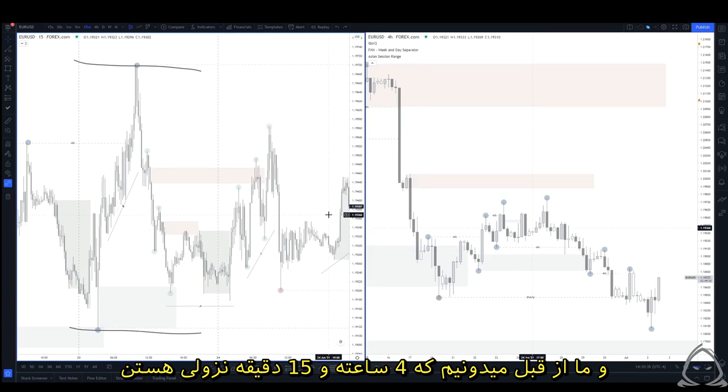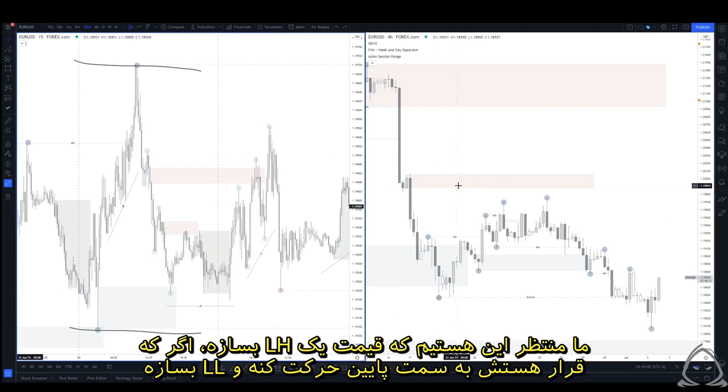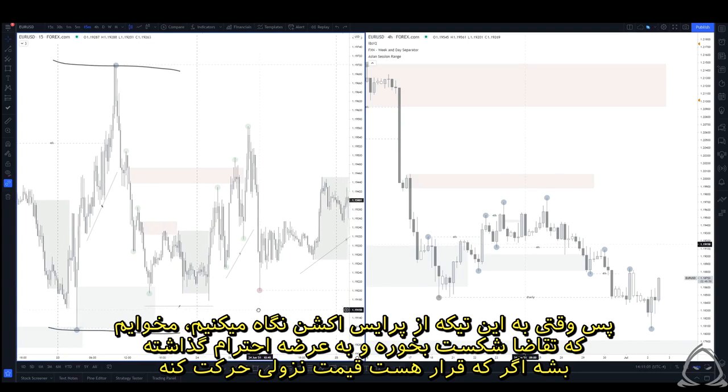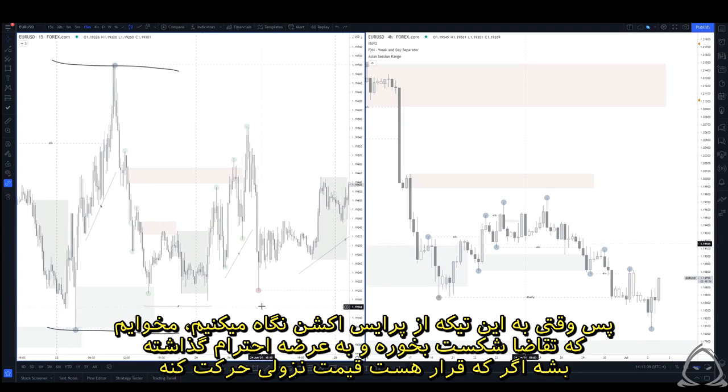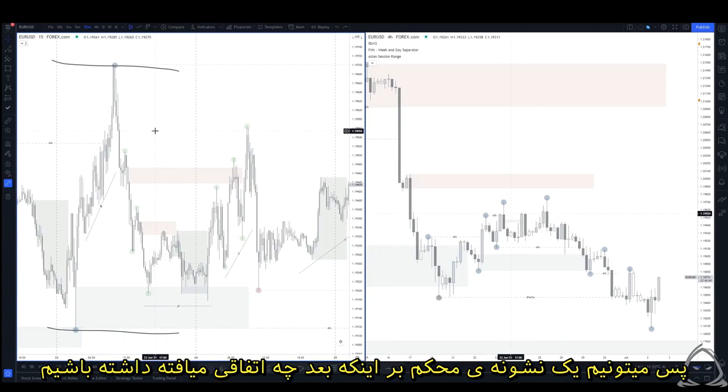Well, we know that the 15 and the 4 hour are predominantly bearish currently, but we also know that the daily is bearish. And right now the daily is in a phase of correction. We're waiting for price to find a lower high to continue to push down if it is in fact going to make a lower low. So when we're looking at this bit of price action, we're just waiting for demand to fail and supply to be respected if we are to go bearish. But if we start to see demand being respected and supply starting to fail, then that can give us a solid indication of what is to happen next.